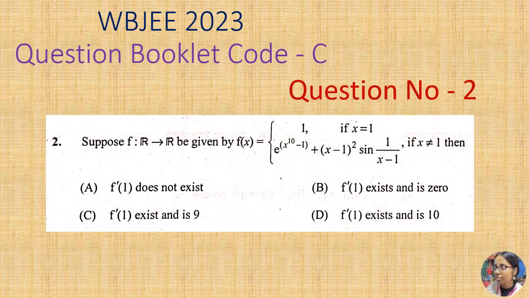What is the question? Suppose f: R to R is given by f(x) equal to 1 if x equal to 1, and e to the power x to the power 10 minus 1 plus (x minus 1) whole square sin(1 upon x minus 1) if x not equal to 1. Then option A, f dash 1 does not exist. Option B, f dash 1 exists and is 0. Option C, f dash 1 exists and is 9. Option D, f dash 1 exists and is 10.